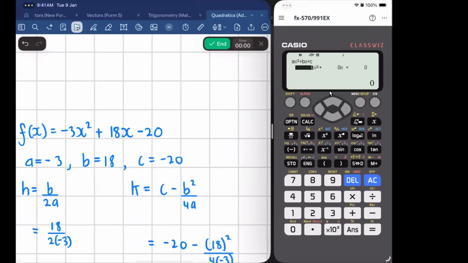Our quadratic is, so we're going to press minus 3 for A, then press equal. It should input the minus 3. Then you're going to press 18, press equal. You should input the 18 and then put minus 20 for C. Press equal. And you should have the minus 3x squared plus the 18x minus 20. Let me know if you have that. Yes, sir. Press equal now and tell me what you get.